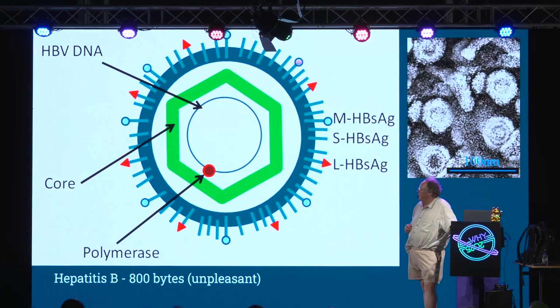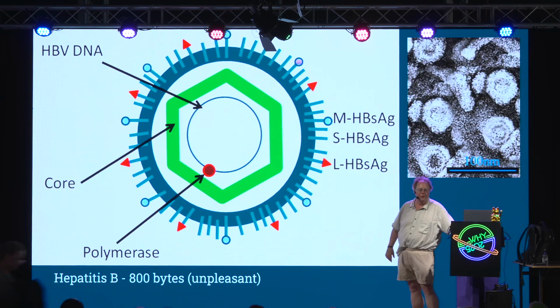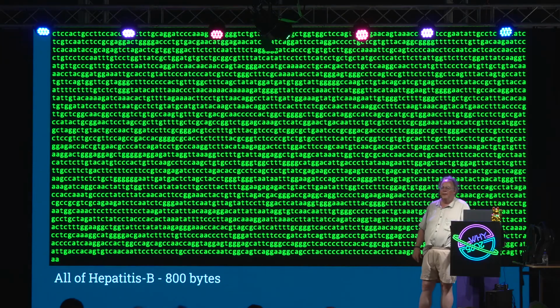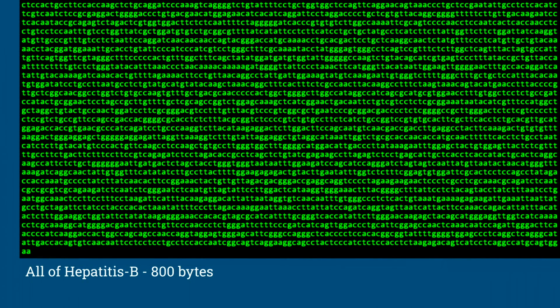So this is a very simple virus, hepatitis B, and you can catch it if you go on holiday. And it's a very small virus, and it is 800 bytes large. And these are the 800 bytes. And you can just read it, and it's safe to read. It doesn't jump through your eyeballs into your brains. But this is really all there is to it.